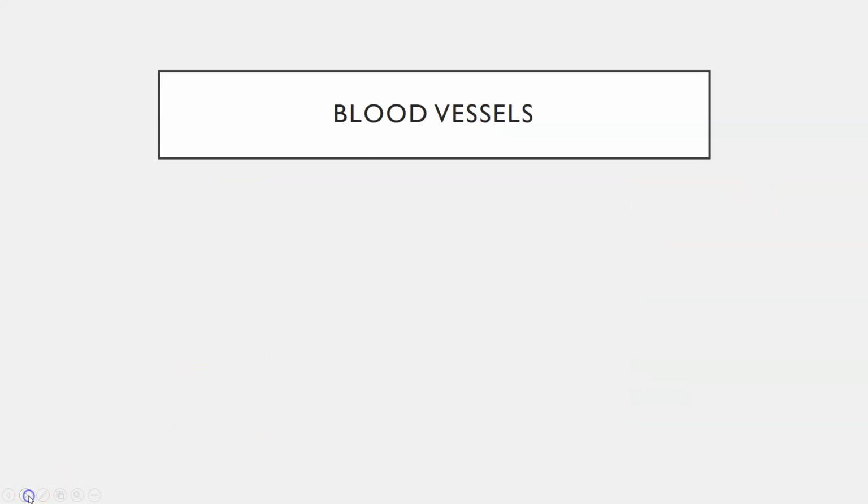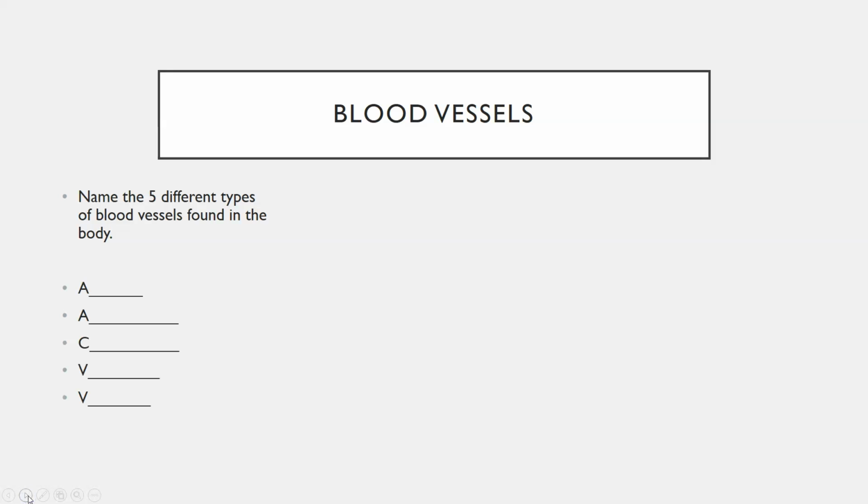Okay, moving on. So, blood vessels. Can you now identify the 5 different types of blood vessels found in the body? Give it a go. There are 3 main ones and then there are 2 other ones. So give it a go. Pause it. Okay, so if you're back, you may have done it already or you may be struggling. So what you can have is this to help you out. Hopefully that gives you a bit of a clue.